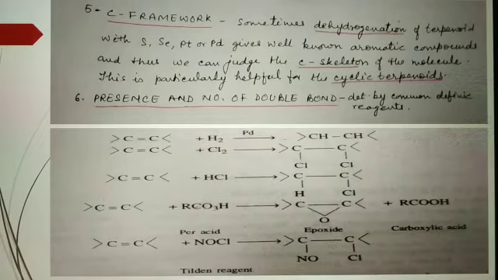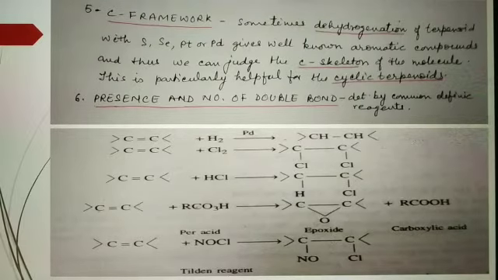The next point is the presence and the number of double bonds in the terpenoid. The presence and number of double bonds can be determined by common olefinic reagents. For example, as we know, the addition of hydrogen, the addition of halogens, addition of halogen acids and addition of peracids. This is particularly important.